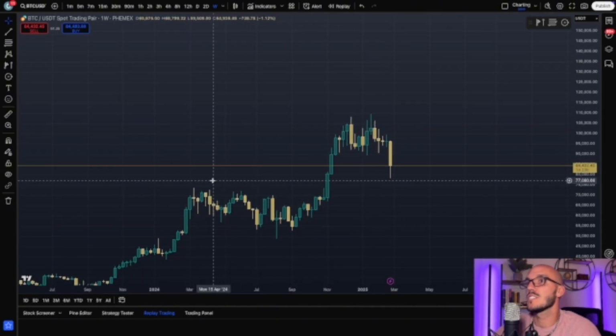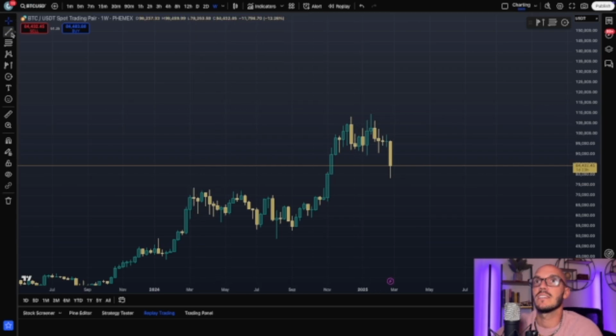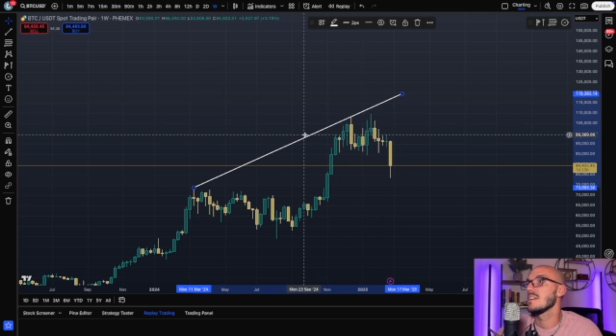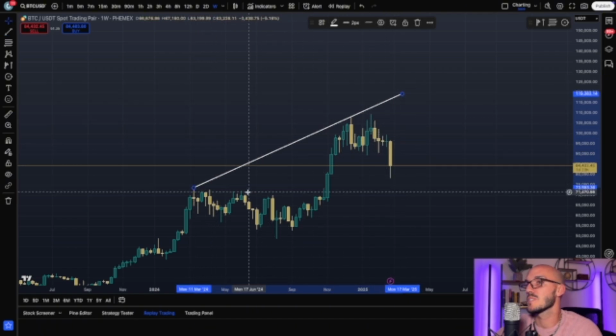So, for example, if you wanted to do the trend line to the upside, right here, you would do this wick to this wick, and then that would give you the trend line to the upside. You see?